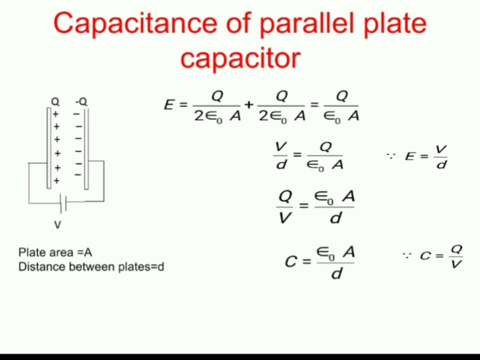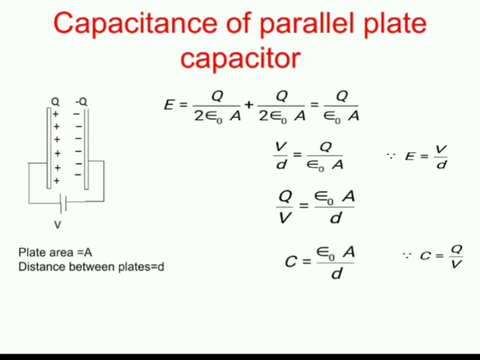We'll get the net electric field as Q by epsilon naught A. And now I will find out the potential difference. We know electric field can be written as V by d or dV by dr. Here dV itself is the potential difference between the plates, which I am writing as V, and small d is the distance between the plates.